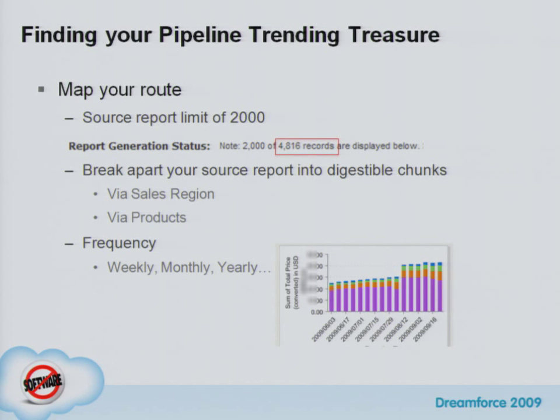Now, following the dotted line, when you run your base report, lo and behold, there are more than 4,000 records. Analytical snapshot, as you all know, has a limit of 2,000. So the best practice that we've followed at Sterling is to break down that base report into digestible chunks. We've cloned our reports and we've managed to parse them out by sales regions as well as products.